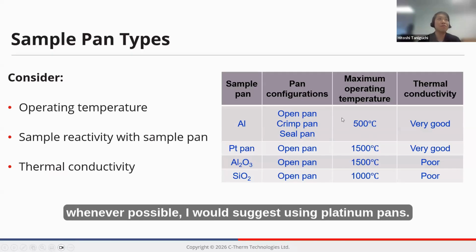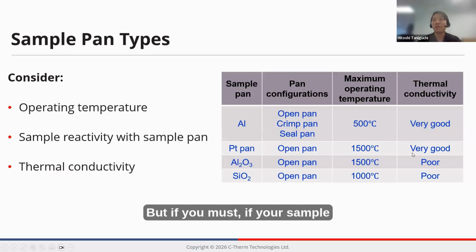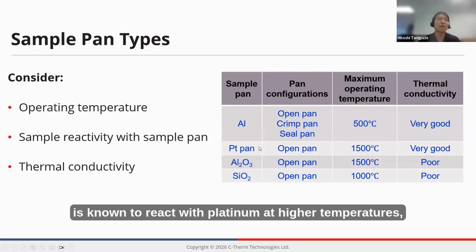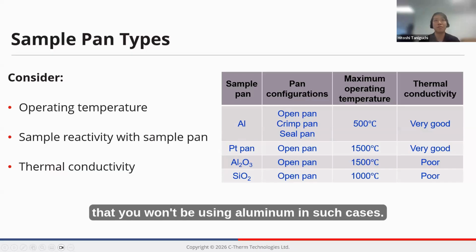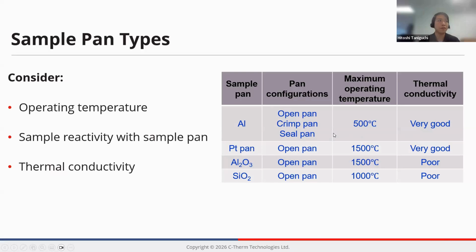So whenever possible, I would suggest using platinum pans. But if your sample is known to react with platinum at higher temperatures, alumina can be used. But otherwise, if you're going below 500 degrees C, aluminum is almost the go-to option. There are very rare occasions that you won't be using aluminum in such cases.